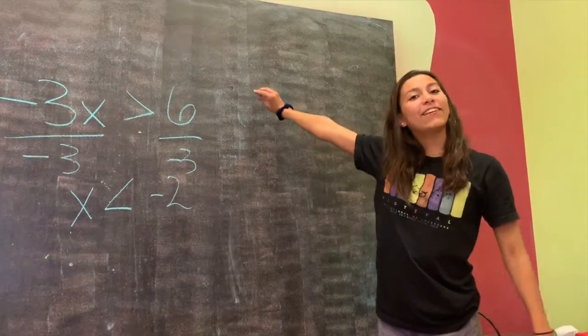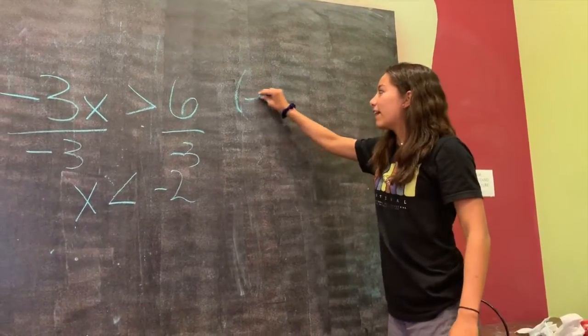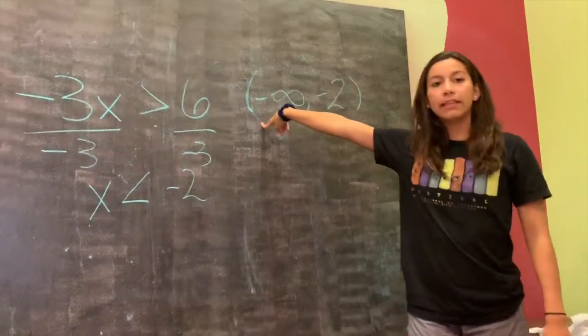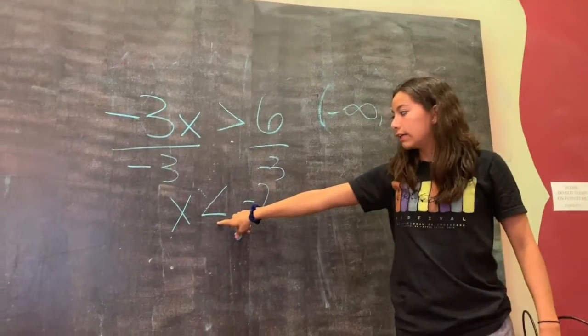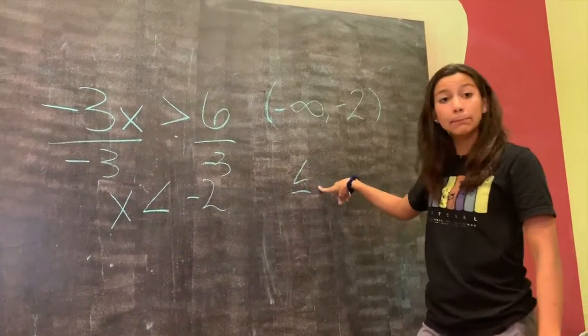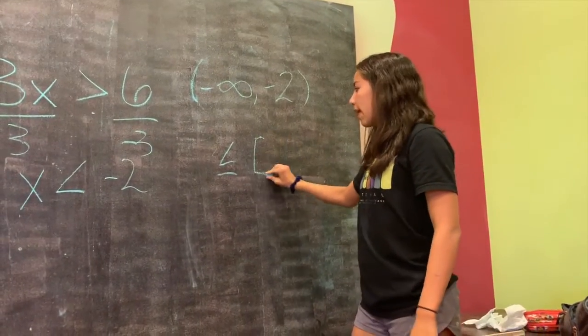If you're going to write this in interval notation, it would be -infinity, comma, -2. Now, it's in parentheses because the sign is less than with no line underneath it, but if there was a line underneath it, like this per se, it would be brackets.